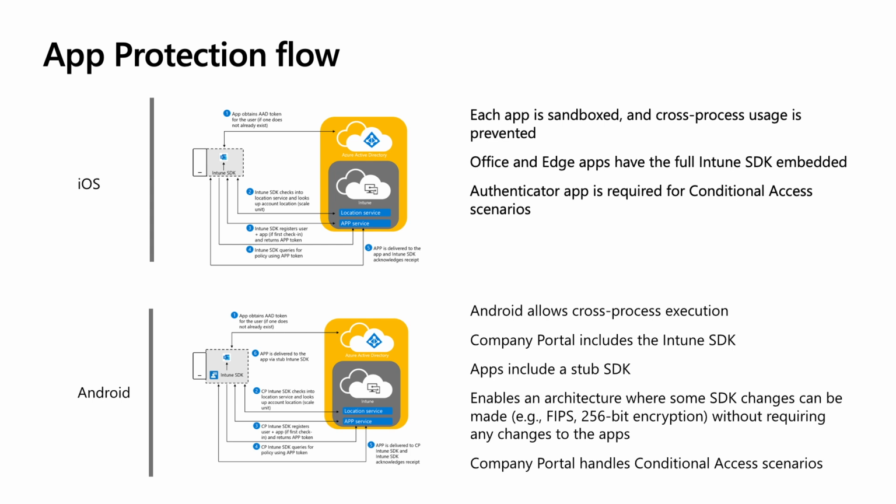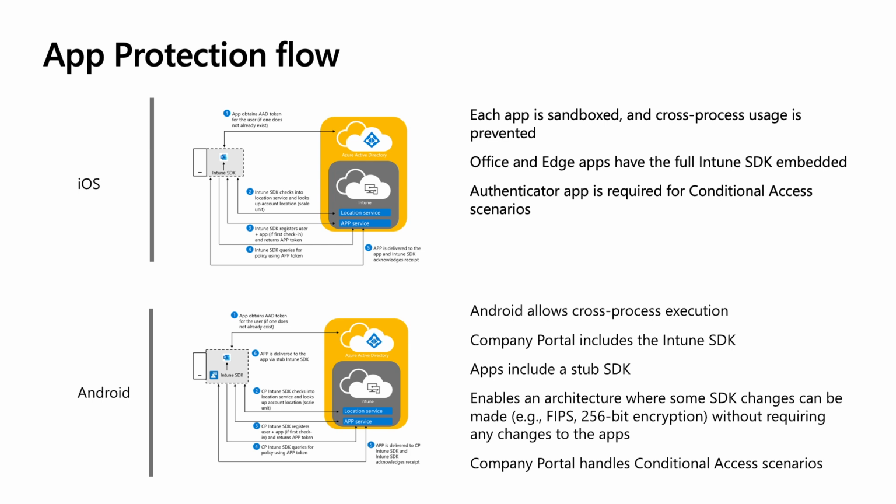This architecture allows for us to improve and ensure that we can make changes within the company portal app without requiring app investment. Now, there are times where there is app investment necessary, like when we introduce a new app protection policy setting, like blocking or managing notification data. But there are other scenarios where changes within the SDK can occur without requiring app investment, like changing or increasing our encryption key strength from 128-bit to 256-bit.